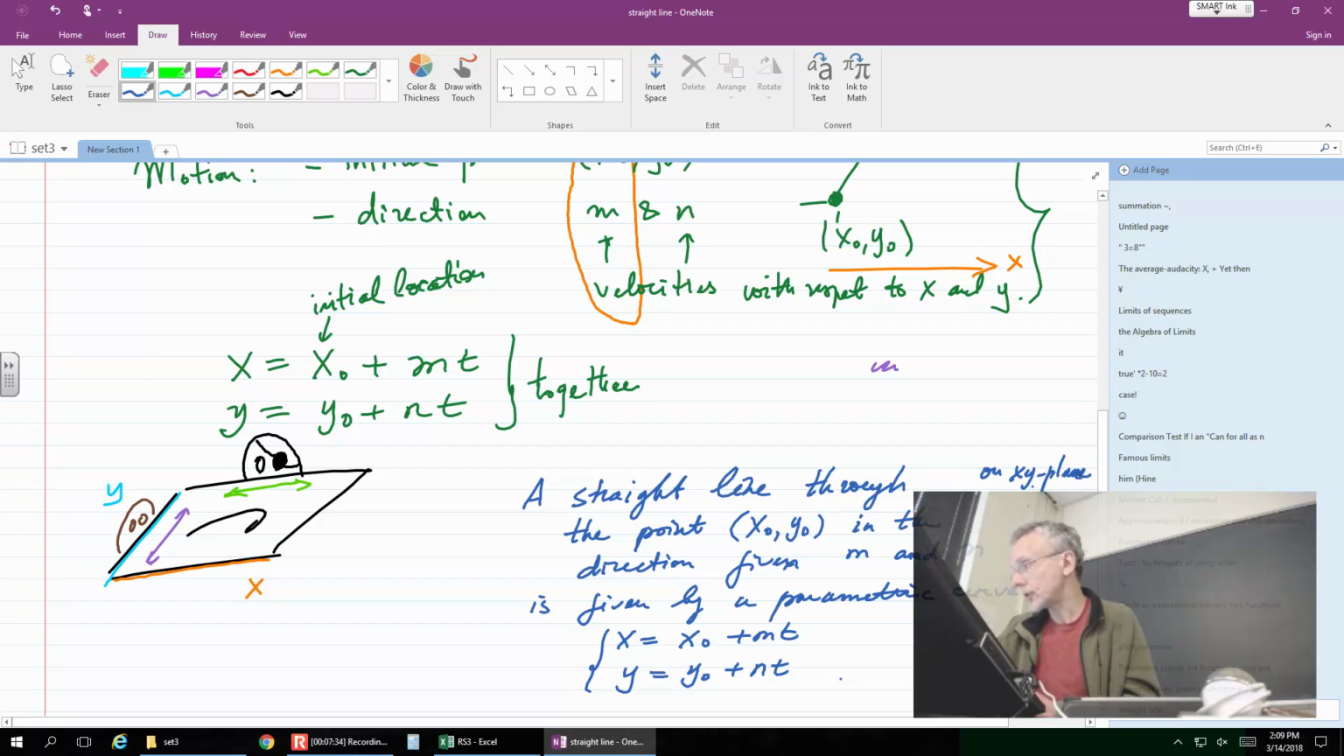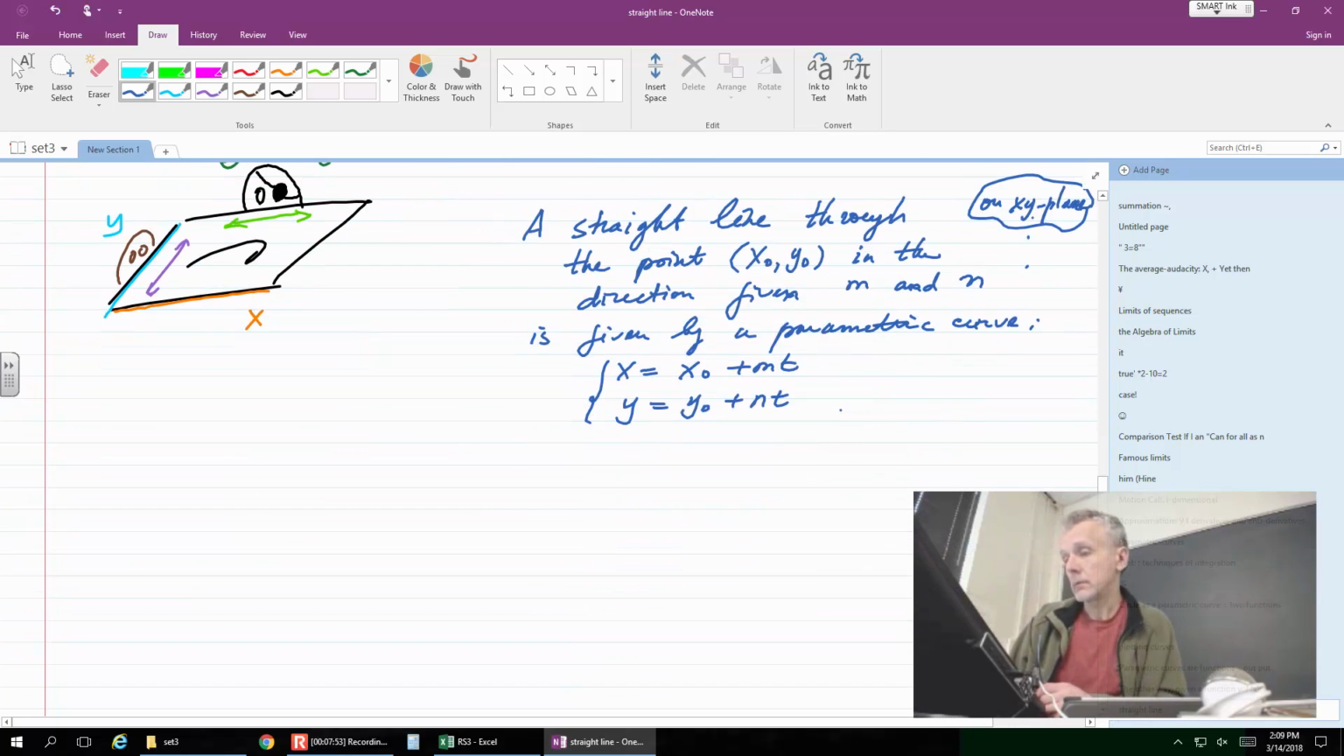So the situation seems to be very similar to calculus 1. Straight line on the xy plane. We just do it in a different, more general way. So that's calculus 2. Calculus 1 would be very similar.